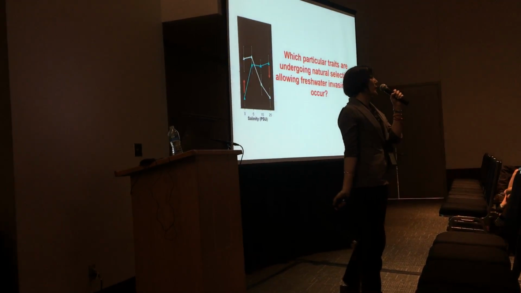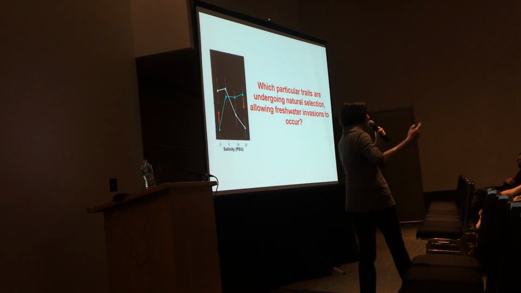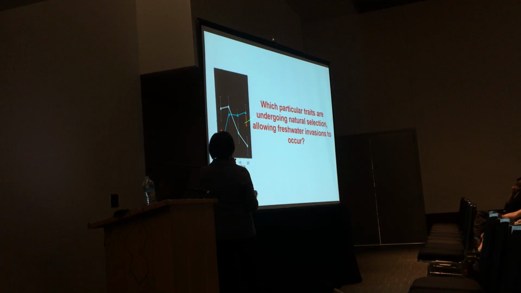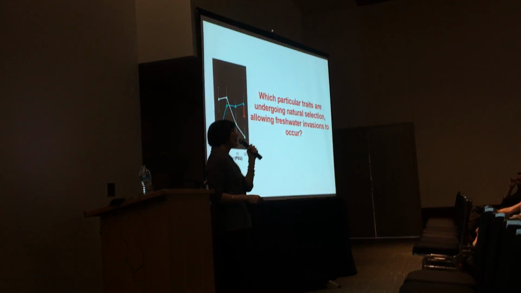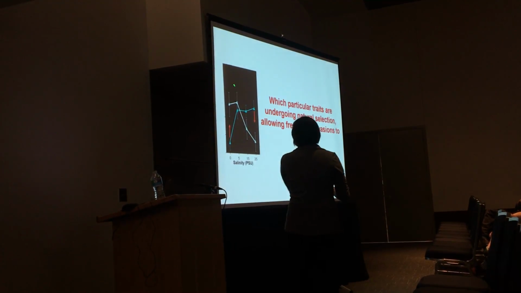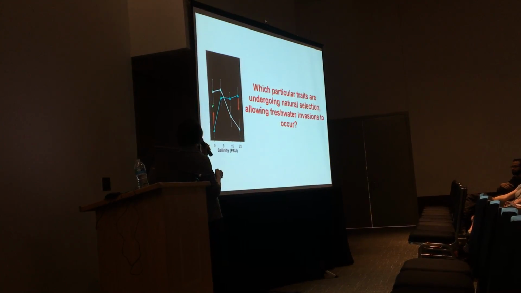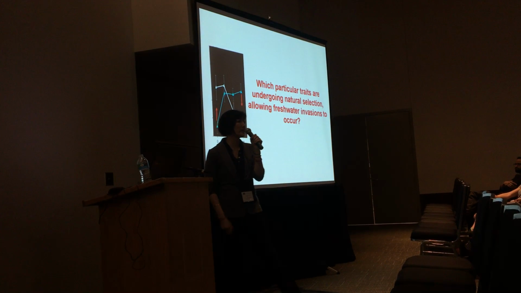So given this dramatic change in physiological tolerance and also performance in other studies, the question is which particular traits are undergoing natural selection, allowing this dramatic shift to occur, of the freshwater population showing a dramatic increase in freshwater tolerance under freshwater conditions and a decline in higher salinities.